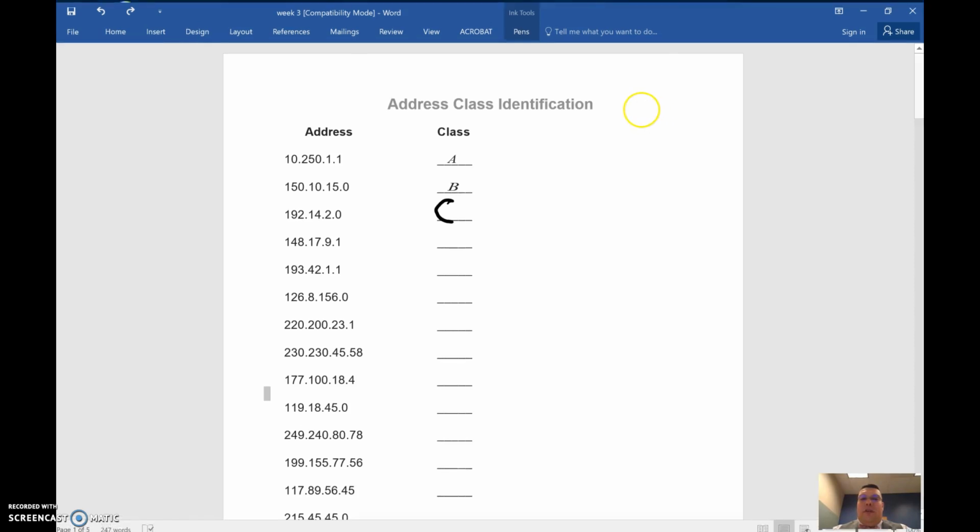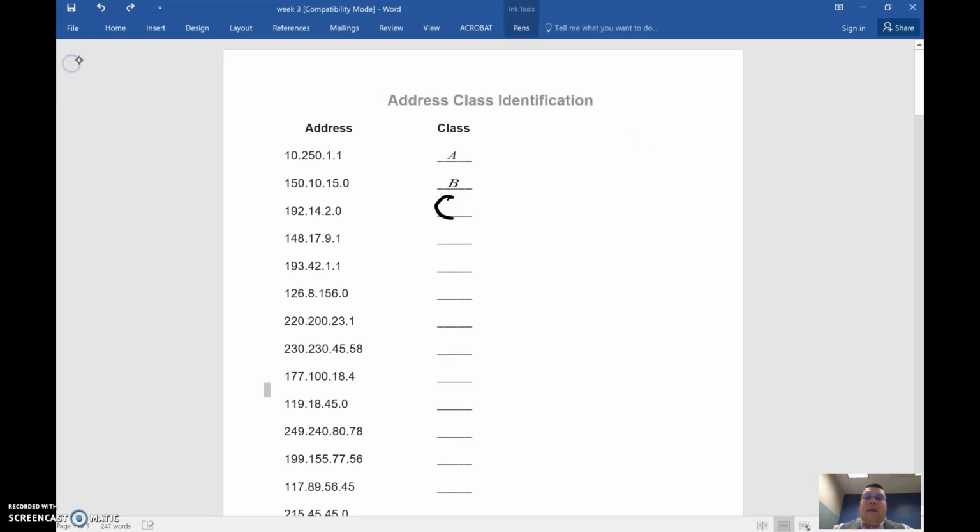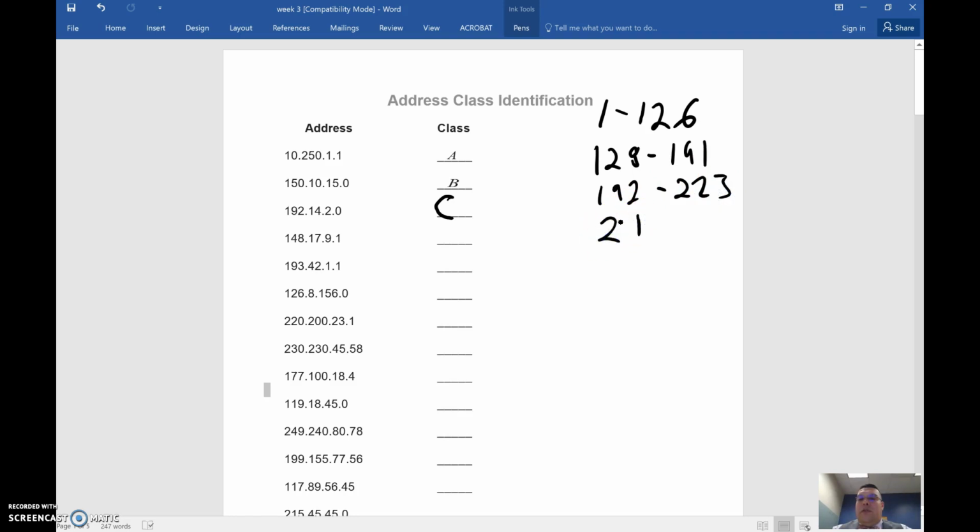Let's do it a different way. Class A: 1 to 126. Class B: 128 to 191. Class C: 192 to 223. Class D: 224 to 239. And 240 to 255. And how do I know this?